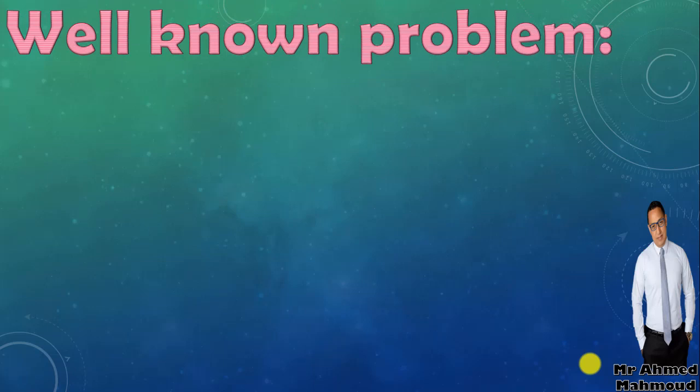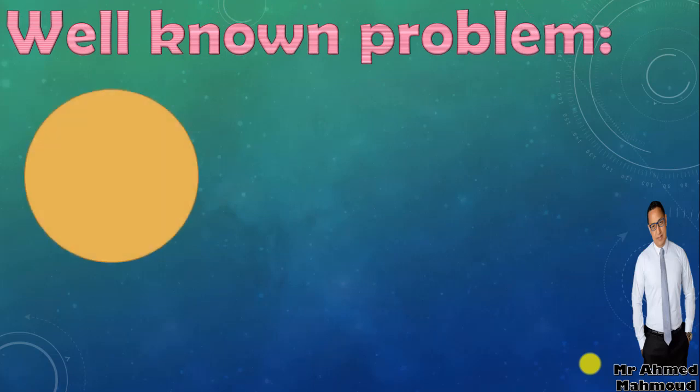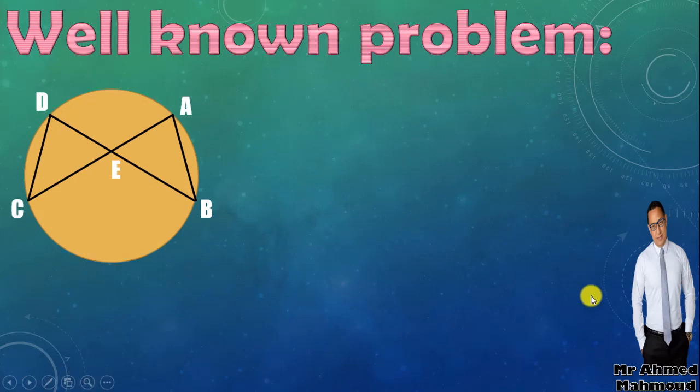The first rule is called the well-known problem. Let's say we have a circle like this and two triangles drawn inside the circle. Those two triangles are formed from the intersection of the chord AC and another chord BD. E here is not the center of the circle. Let the center of the circle be here in this position.